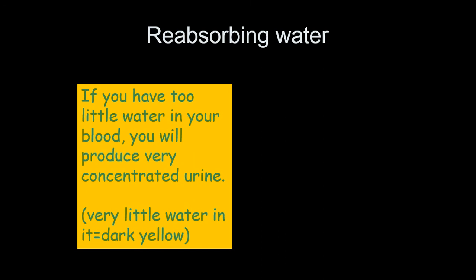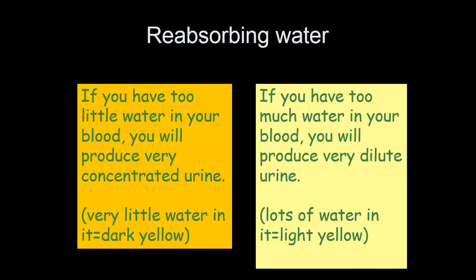A little note about reabsorbing water. If you have too little water in your blood, you'll produce very concentrated urine. So it's going to appear dark yellow. If you have too much water in your blood, you'll produce very dilute urine, so it's going to appear light yellow. It's much better to have dilute urine and too much water in your body than to have too little.